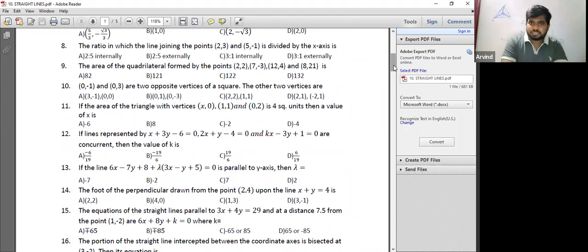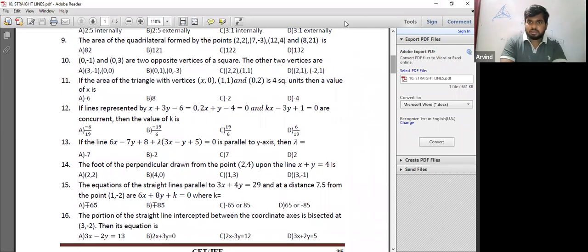The ratio in which the line joining the points (2, 3) and (5, -1) is divided by the x-axis. So on the x-axis the point is (x, 0). Then if you equate it, you will get the answer. Okay. So these are very easy ones. I'm not going to do it.